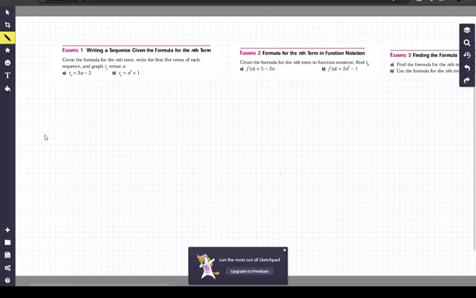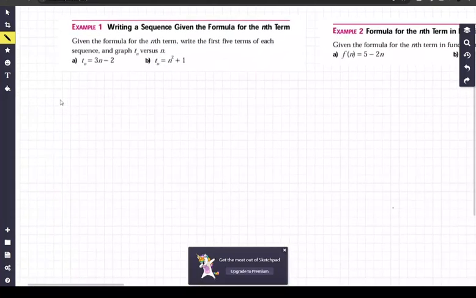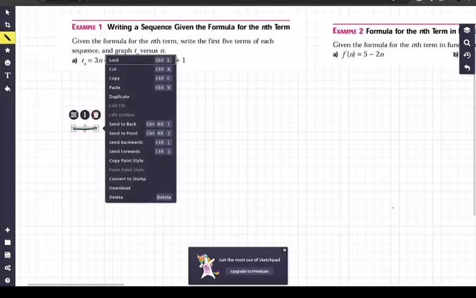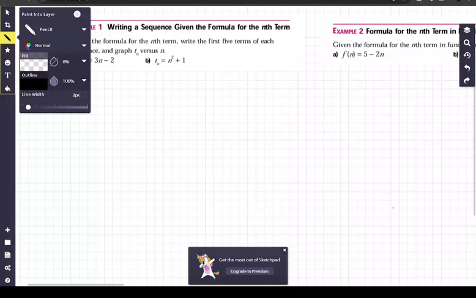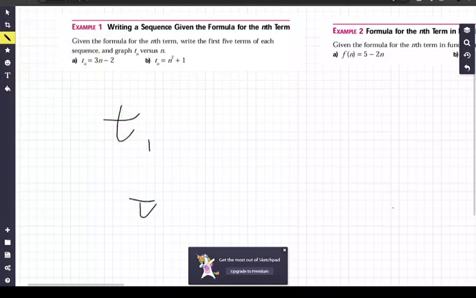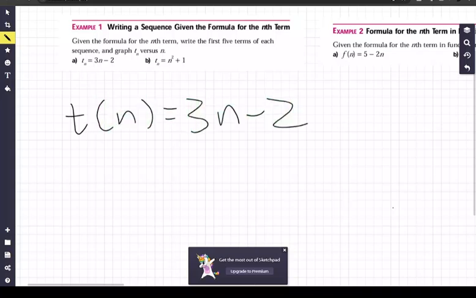Let's start with 1. We're going to write out a sequence given the formula of the nth term. Tn is telling us the nth term. Back when we had T1, T2, Tn is the nth term. You can also view this as Tn equals 3n minus 2. This is just a simple linear function that we learned many years ago.